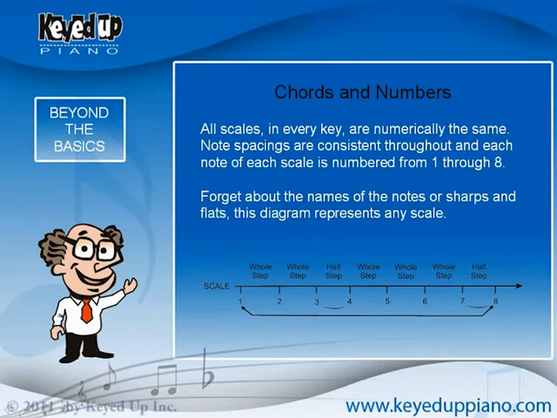Chords and numbers. All scales in every key are numerically the same. Note spacings are consistent throughout, and each note of each scale is numbered from 1 through 8. Now just forget about the names of the notes or the sharps or the flats. This diagram below represents any scale.